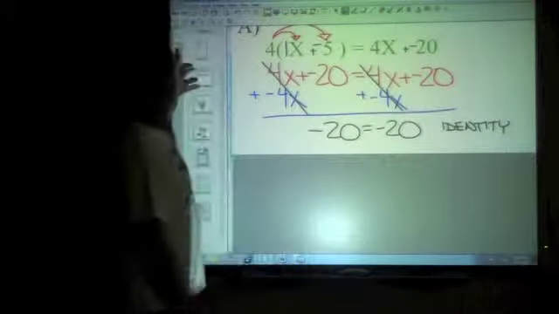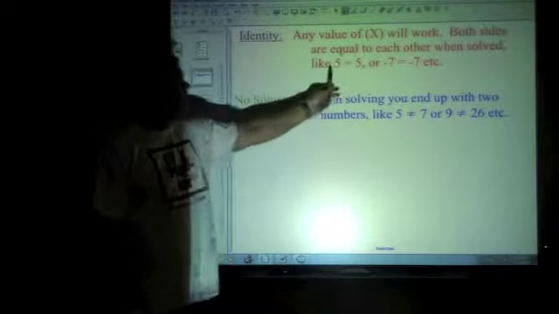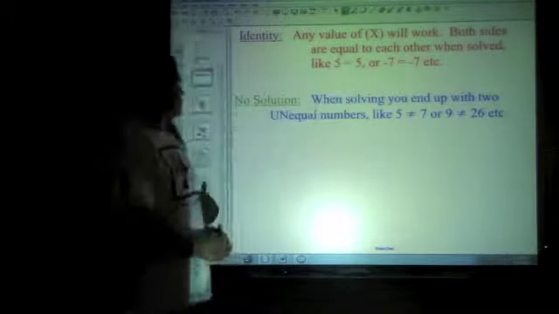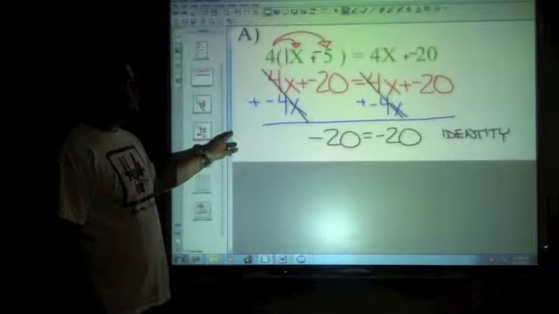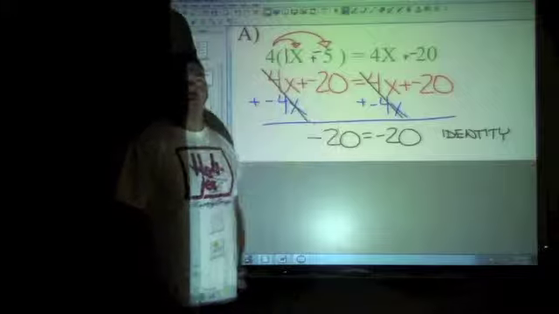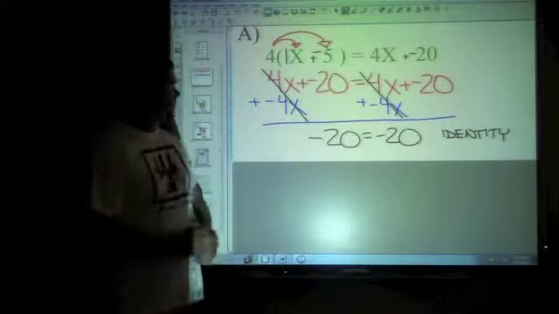Remember we talked about this at the beginning? An identity is any value of x will work. And it's any time you get done solving, you have two numbers that are equal to each other. And we do have that right here. We have negative 20 equals negative 20. It won't matter. You can pick any number you want. If you want to put 100 there, and put 100 there, they'll be exactly the same.